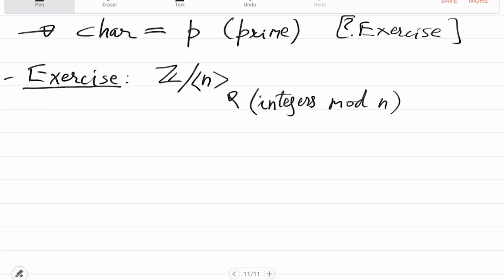Okay, so instead of looking at all the integers, you only look at integers 0 to n minus 1, and when you add them or multiply them, you take a remainder by dividing by n, and this again miraculously gives you a ring. So it's a different ring from the integers. Okay, so this is a way to create new rings, and this is a field. When is this a field? Yeah, so the exercise is to show that this is a field only when n is a prime number, in which case n is a prime ideal.